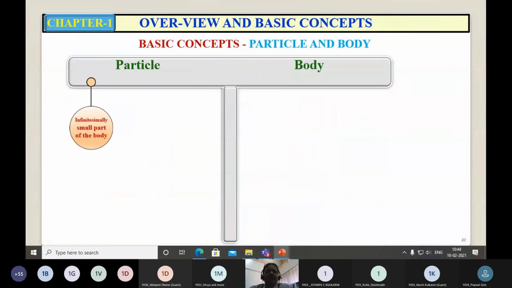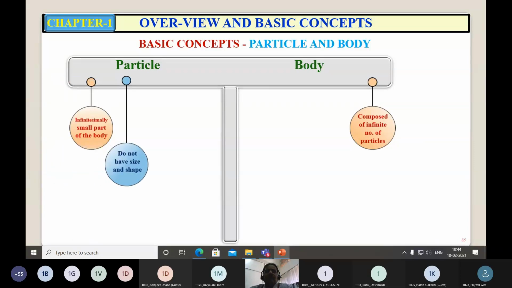So particle, it is an infinitesimally small part of the body. Theoretical definition: body, it is composed of an infinite number of particles. Particle does not have size and shape, right? Whereas body, it is having definite size and shape.